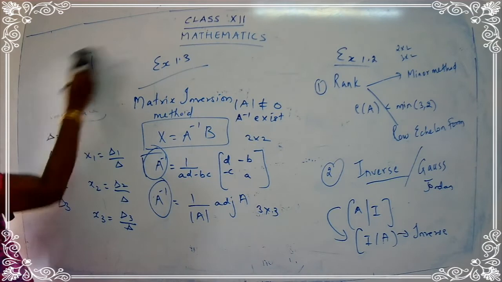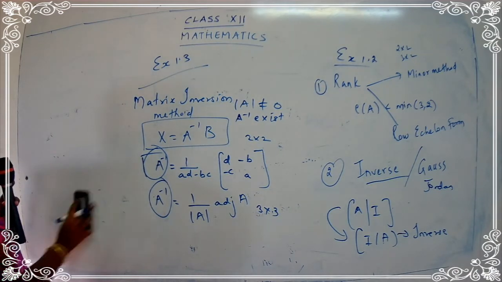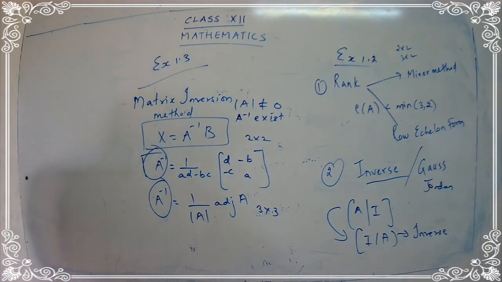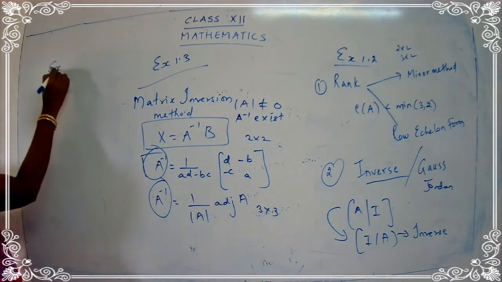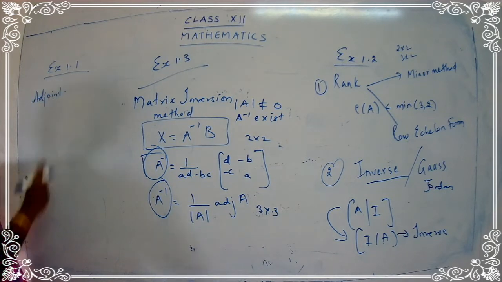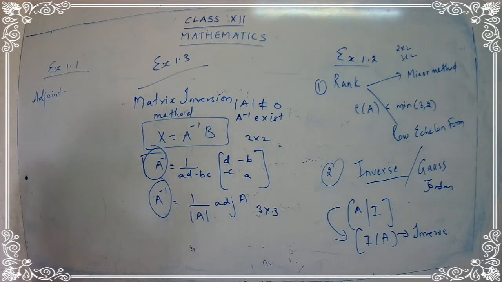I would just like to see the formulas of adjoint. We'll just have a list of formulas that we have used in our exercise 1.1. In exercise 1.1, we use the formula for adjoint. What is the formula for adjoint? It's 1 upon mod A. Where you have a list of formulas, children? We have a lot of formulas there so that it will be easy for you to refer.